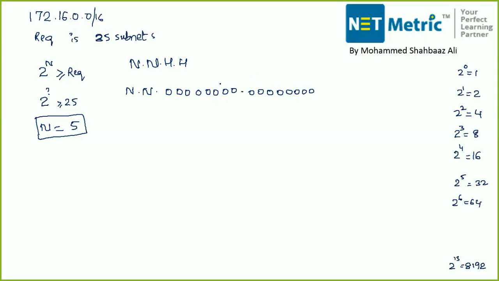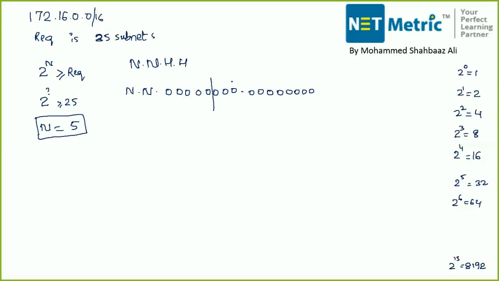What should I do now? Convert 5 host bits into network. So shall I select from the third octet or fourth octet? Which octet do I have to select? Take the third octet, only the nearest to the network. So from the third octet, I will select the 5 bits: 1, 2, 3, 4, 5 bits.